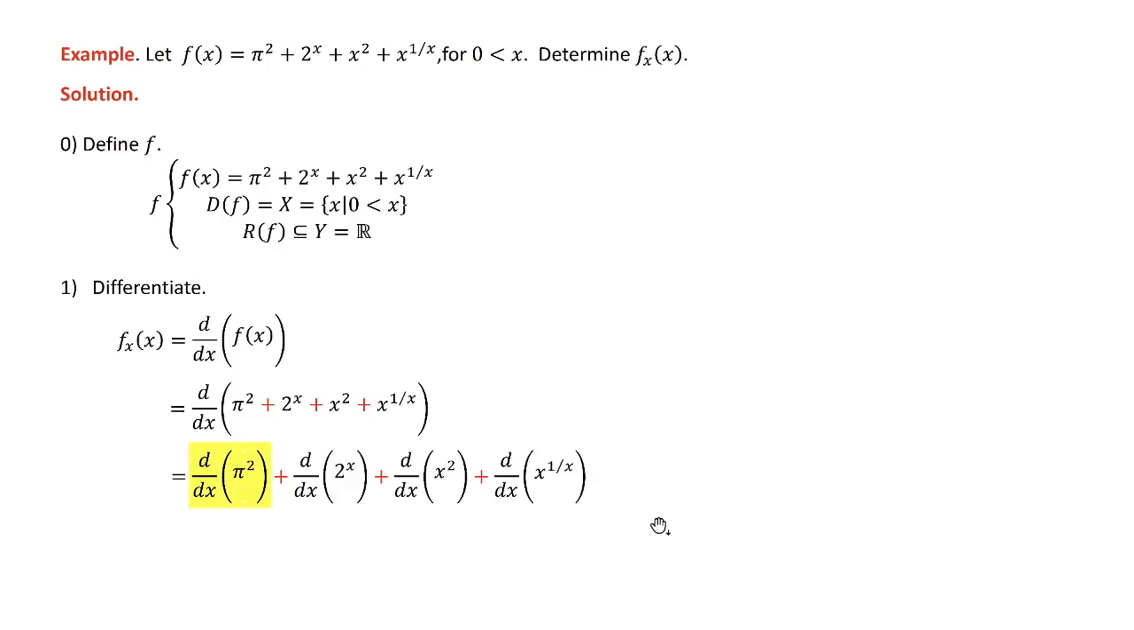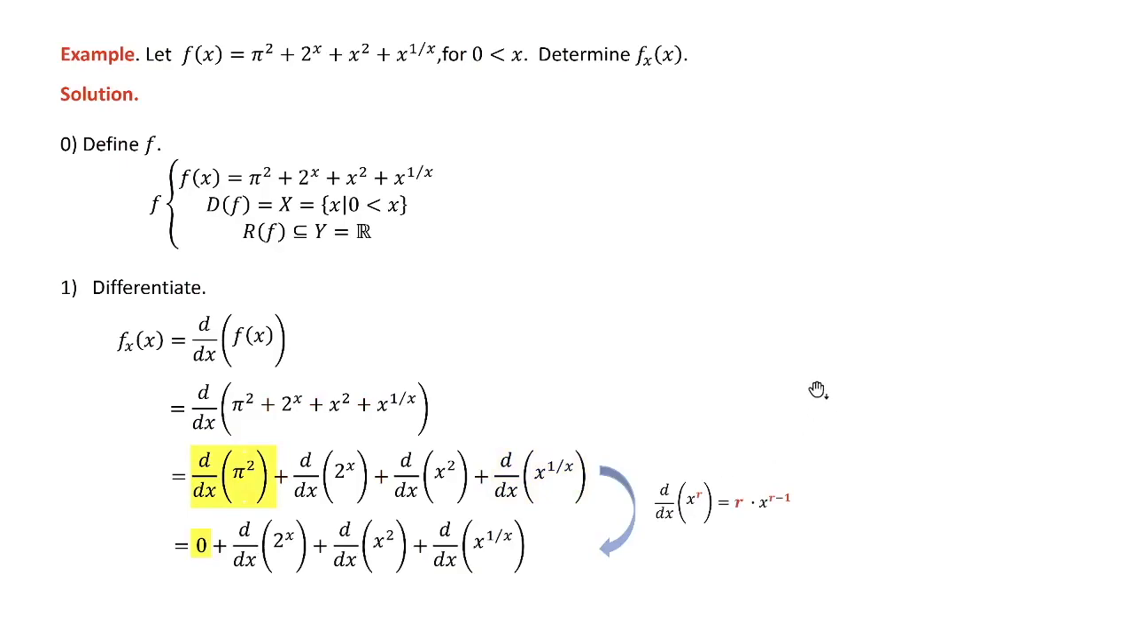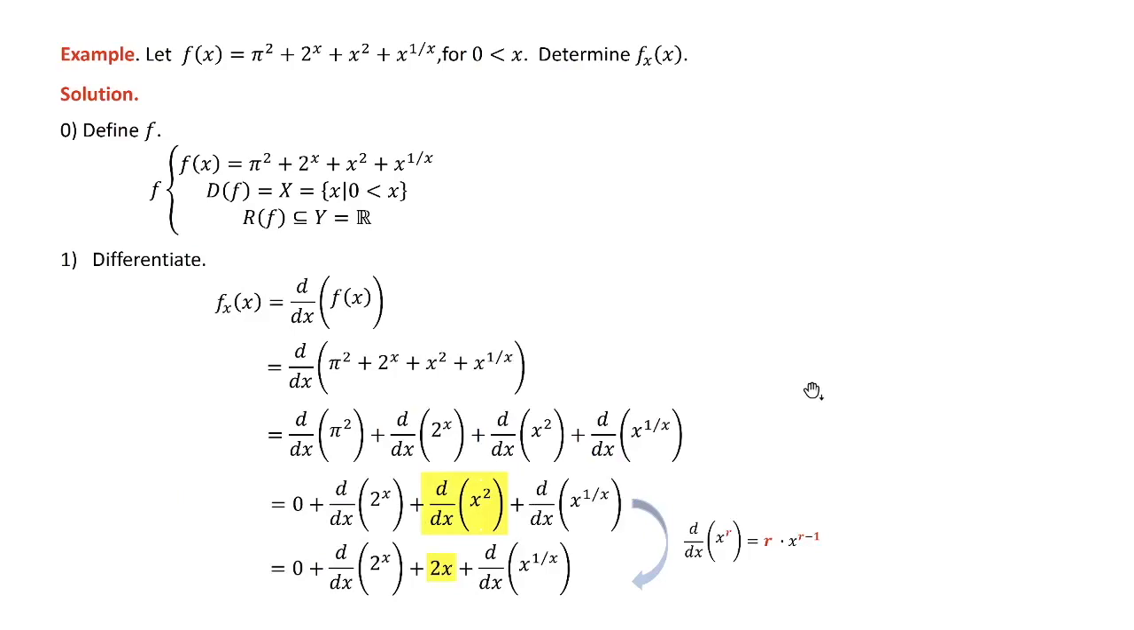I have 4 separate problems. The derivative of the constant, again, this problem, 2 to the x, x squared, and x to the 1 over x. It's just 4 different problems instead of 1. That's fine. The derivative of a constant is 0. Again, don't make a mountain out of this. The derivative of x squared is 2x. So far, so good. And we'll concentrate on this as a separate problem.